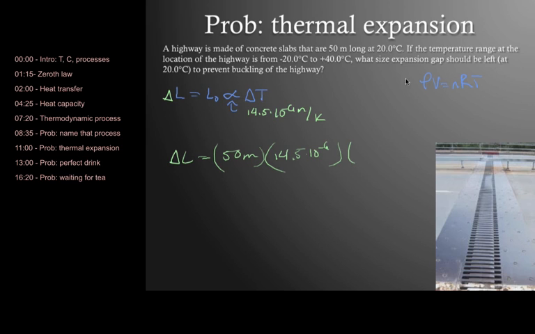And then now times delta T. So the more temperature it increases, the more we expect something to expand. So here we're going from minus 20 up to 40, so that's going to be 60 degrees. And here it doesn't matter if you use Kelvin or Celsius, because we're just subtracting things. And then 60 times this times 50, so our delta L is going to be 0.044 meters, or 4.4 centimeters.